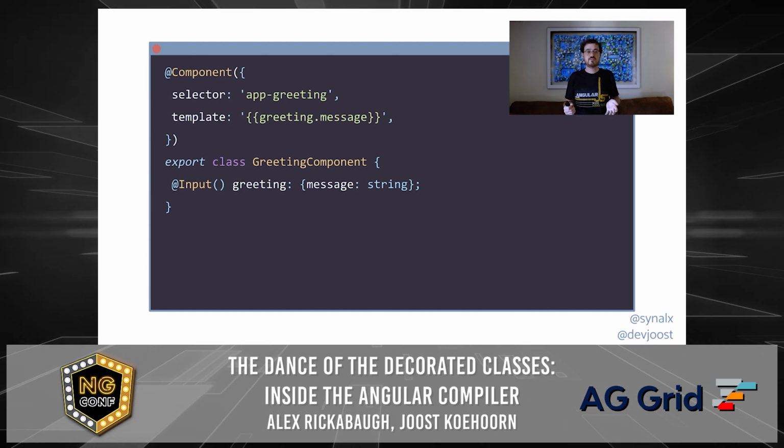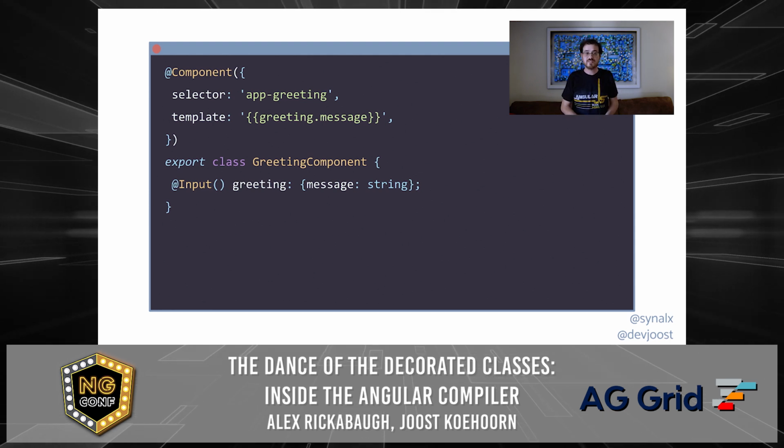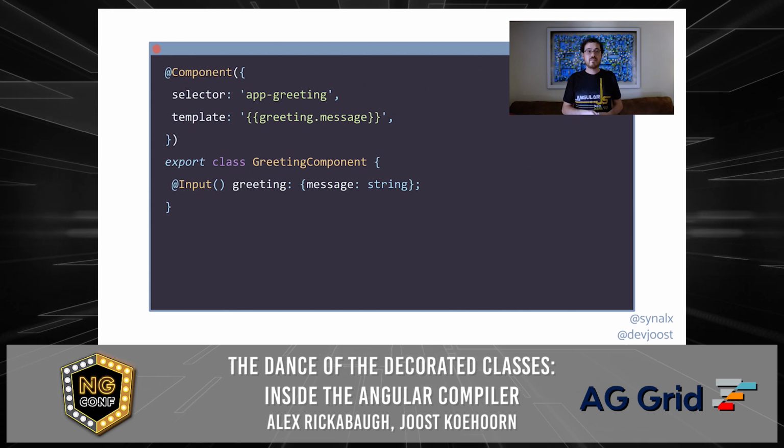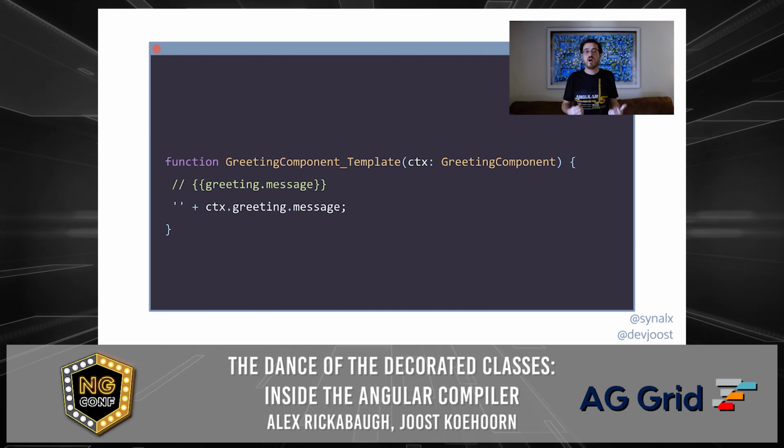And whatever type this greeting object is, it needs to have a message property, or that's not going to work. Also, the component probably should have a greeting property as well. So under the hood, we convert this template into a structure that we call a type check block.